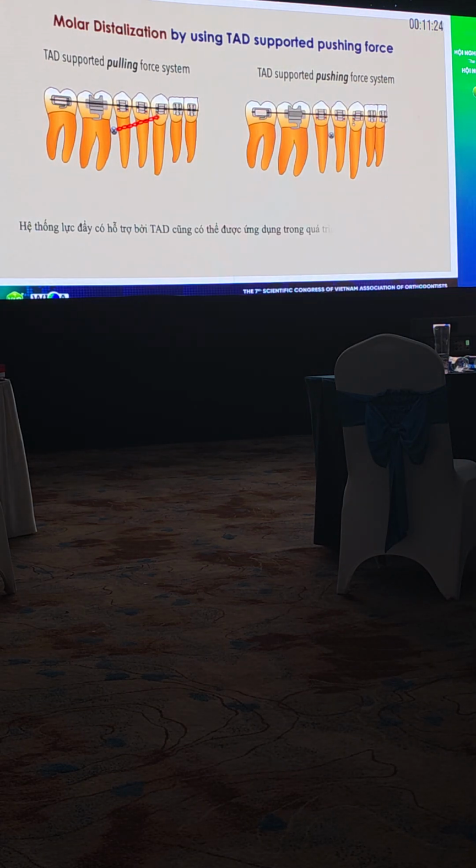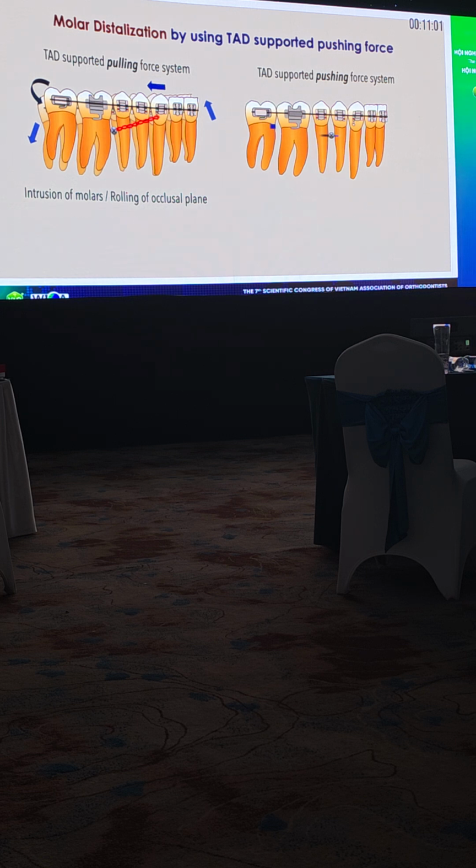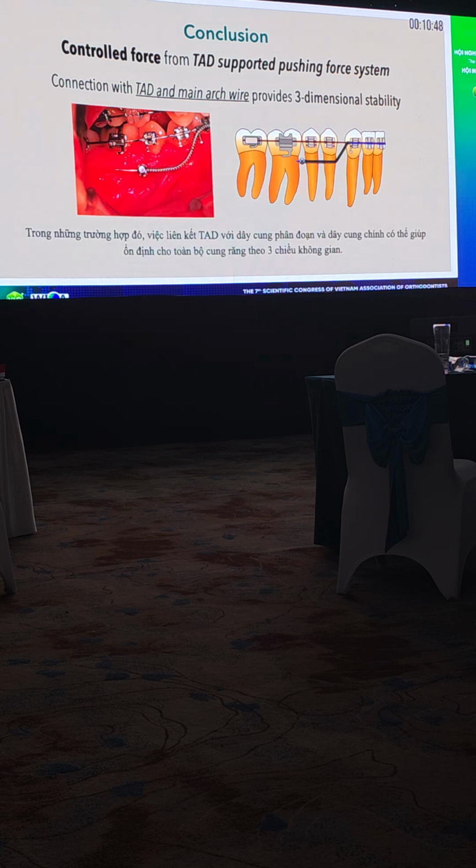The TAD-supported pushing spring system can also be utilized during the retraction of the whole dental arch. When the entire arch is moved backward, there may be a tendency for the molars to intrude, leading to a potential posterior open bite or deepening of the anterior bite, which could be detrimental to treatment outcomes. However, in such instances, employing the TAD-supported pushing spring to push the molars back can prevent intrusion and these unwanted side effects. I'd like to conclude my lecture.